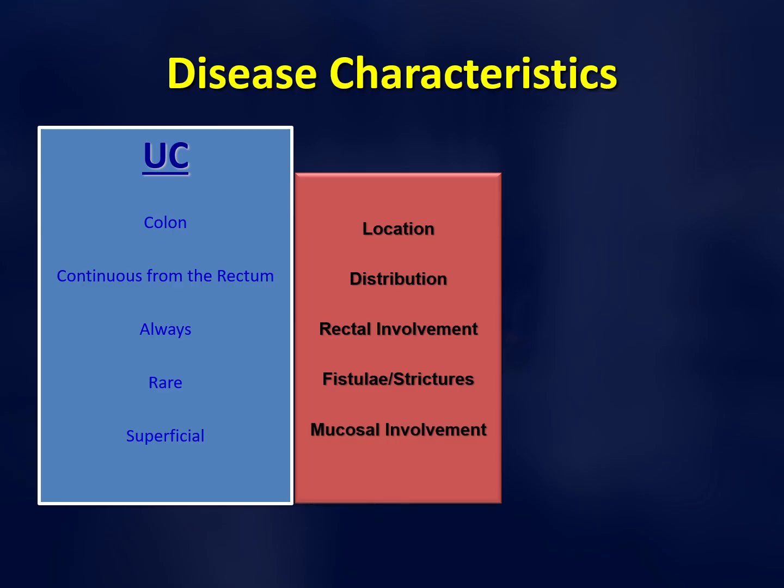So it starts with proctitis and it can extend to the left side of the colon or involve the whole colon when it crosses the left splenic flexure, the left angle of the colon. Rarely it's associated with fistula and strictures, and the involvement of the mucosa is always superficial. So it only involves mucosa and submucosa.